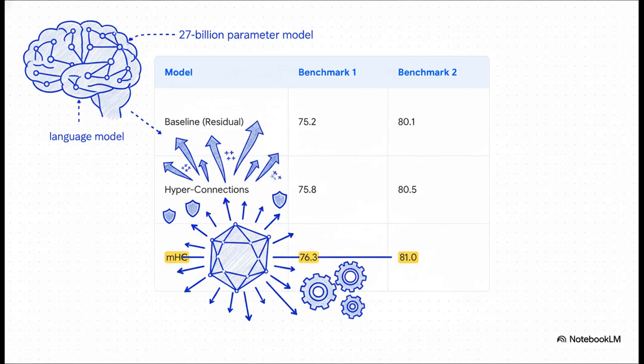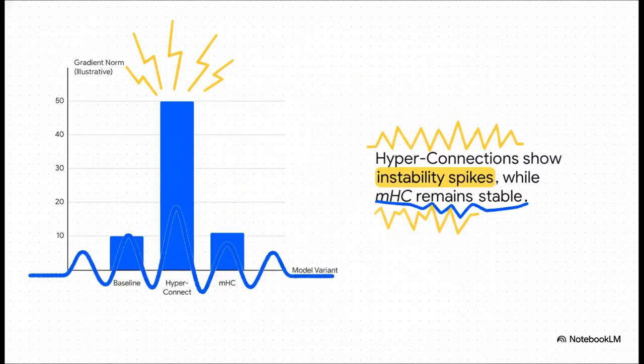So if you look at this table for a huge 27 billion parameter model, you can see the baseline performance right there. The original hyperconnections did give it a little bump, which is nice, but look at MHC. It's consistently the winner across the board. This proves that the constraints don't just make the model stable, they actually help it perform better. And this chart, wow, this really tells the whole story visually.